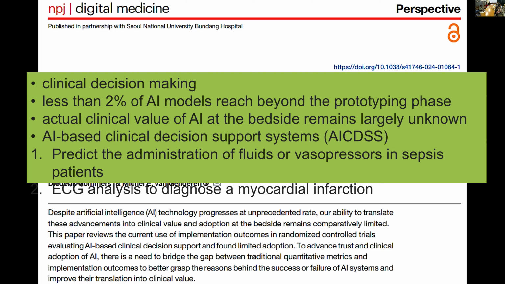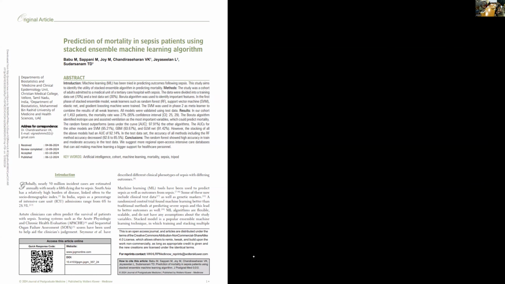And in AI-based clinical decision support systems, there are only a couple of places where it is used, such as predicting who will need IV fluid or vasopressin in sepsis. ICUs sometimes use this. It is one of the few examples where you put all the data inside and it says this patient probably requires fluid, or that person is going to require inotropes in the next few minutes, something like that.